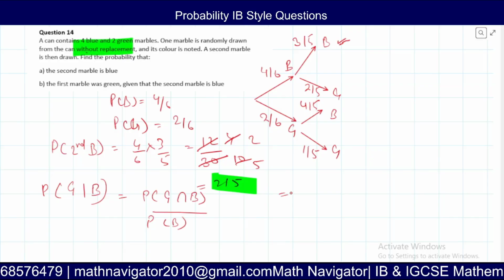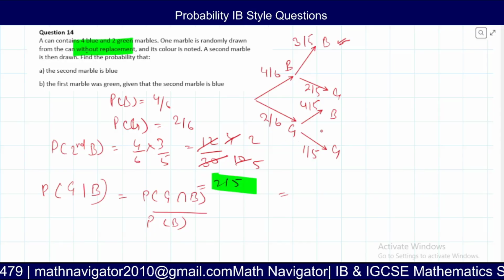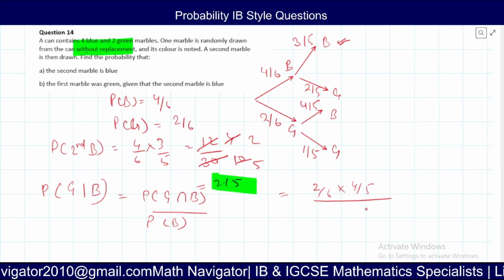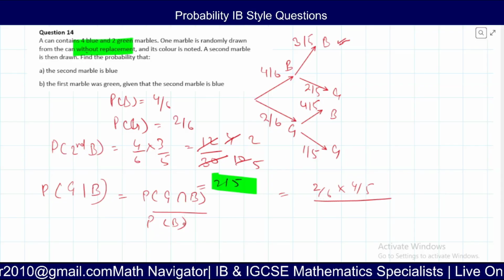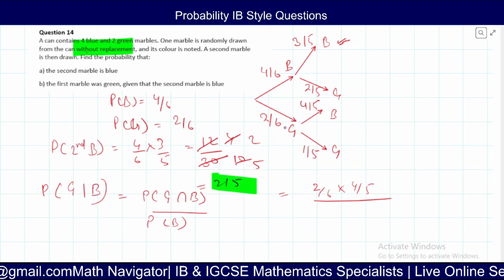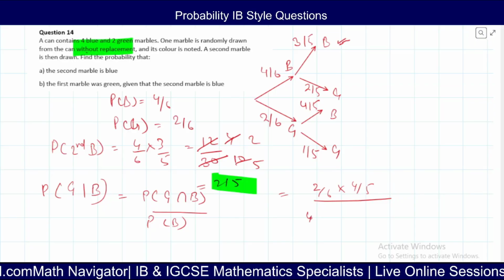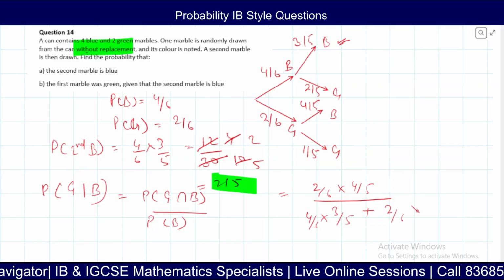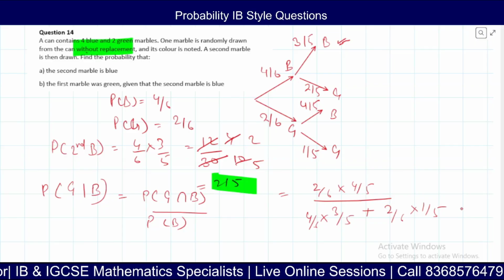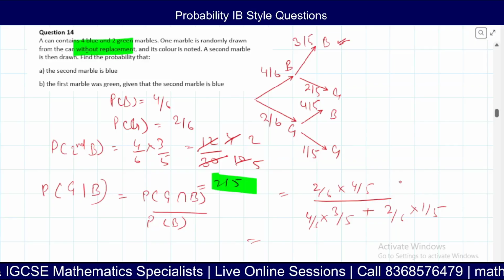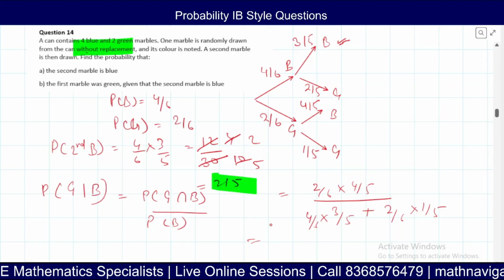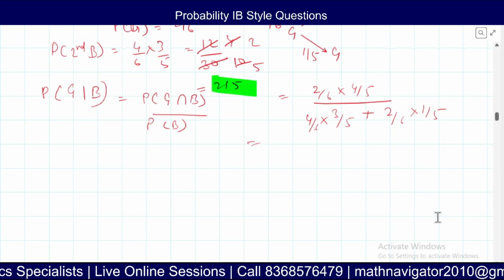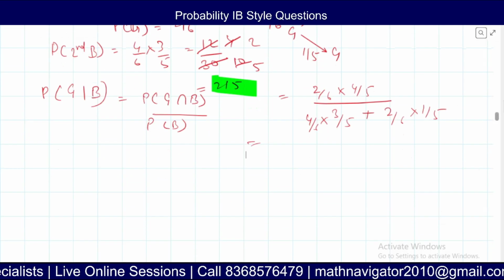So probability of green and blue, first is green, second is blue: 2 by 6 times 4 by 5, divided by probability of blue, which is 4 by 6 times 3 by 5 plus 2 by 6 times 1 by 5. Right, so you can just calculate this on the calculator and then it will be whatever is your answer. If you want, I can calculate it on the calculator as well. So let's do it on the calculator.